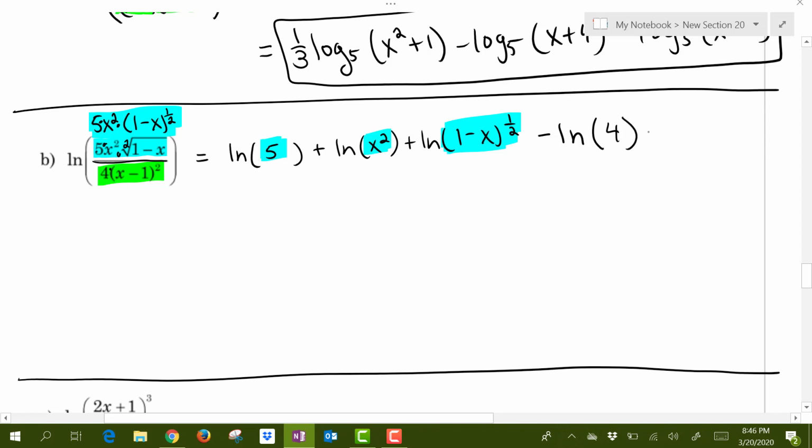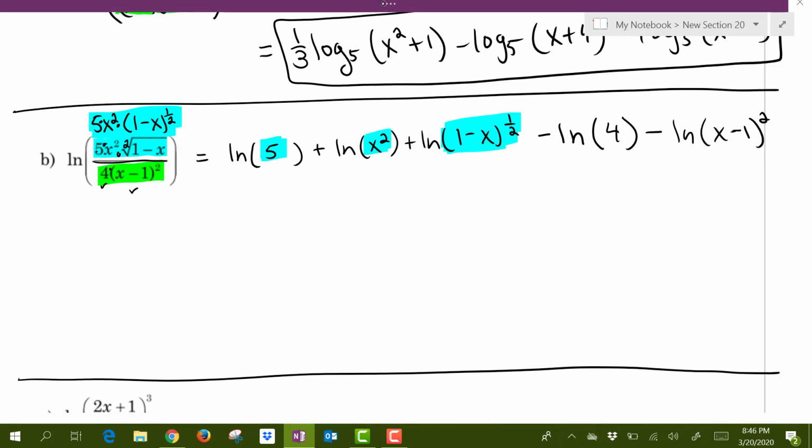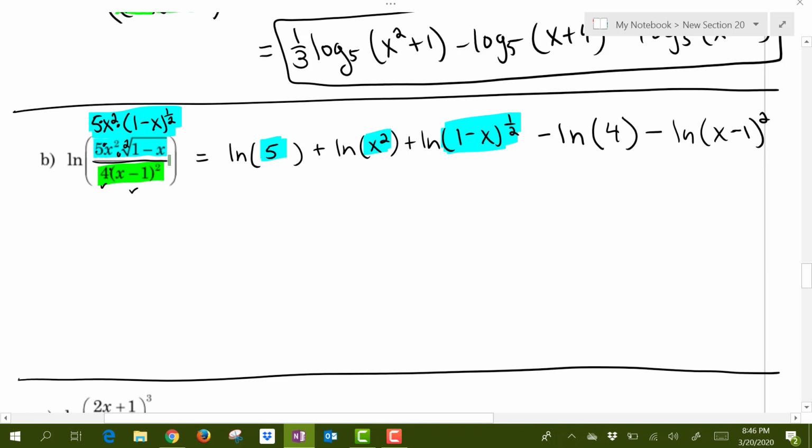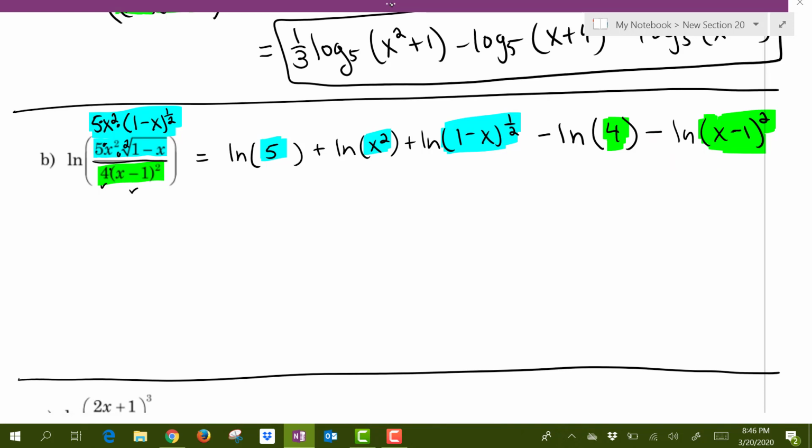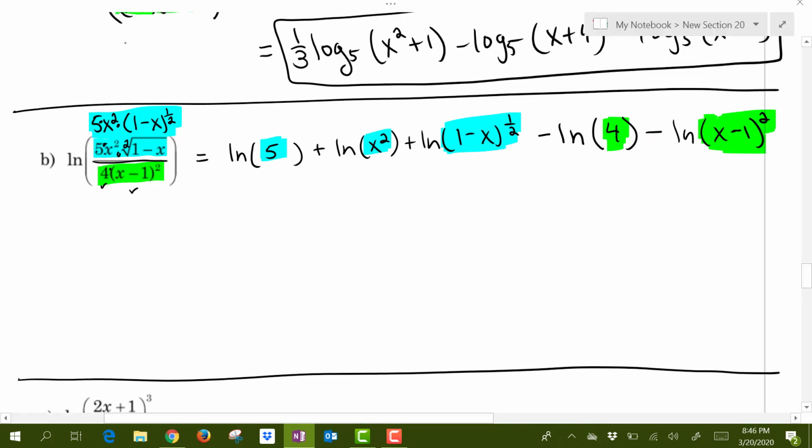We'll put a 4. So we have 4 times, there's 2 factors down there, and we have an x minus 1 quantity squared. So anything multiplied together at the bottom of that log is going to go into a negative log. So each factor gets its own log, but they go into negative logs. So that's really important. The last thing that we do is we bring out any powers that we can.